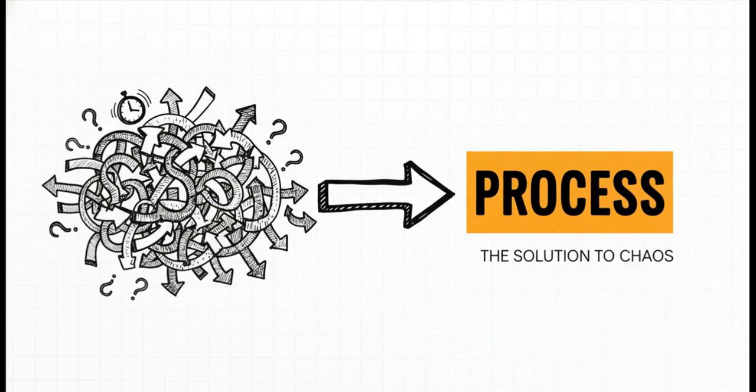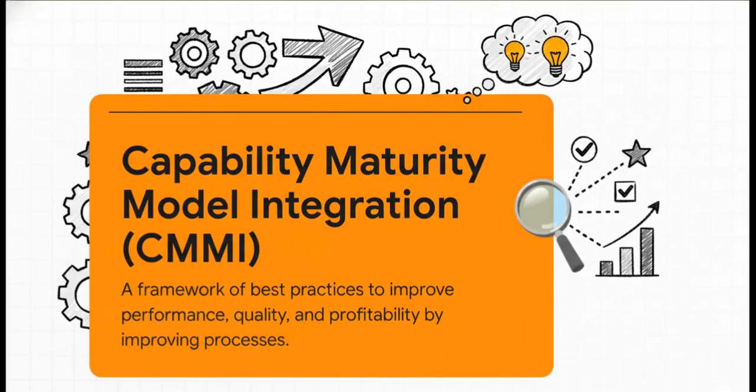When there's no consistent, shared way of doing things, when every team just wings it, well, you end up in a constant state of firefighting. It's unpredictable, it's reactive, and honestly, it's just chaotic. And that's exactly the problem that CMMI, that's Capability Maturity Model Integration, was designed to solve.